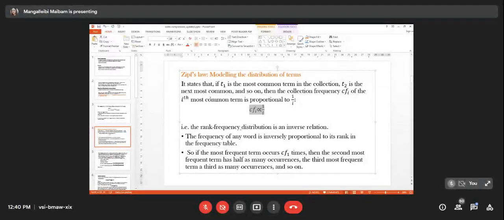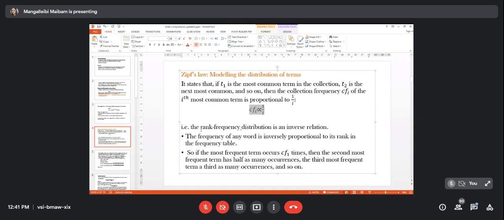So it states that if T1, term 1, is the most common term in the collection, T2 is the next most common term, and so on. T3 the third most common term, T4 the fourth most common term, and so on, then the collection frequency CF i of the ith most common term is proportional to 1 by i.